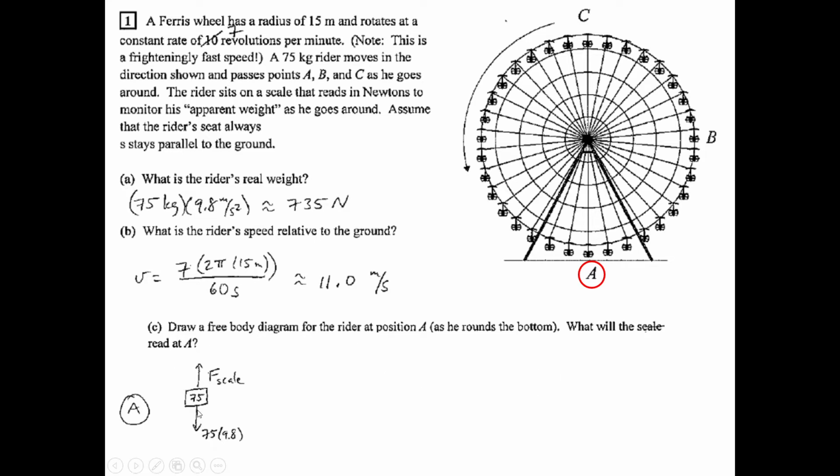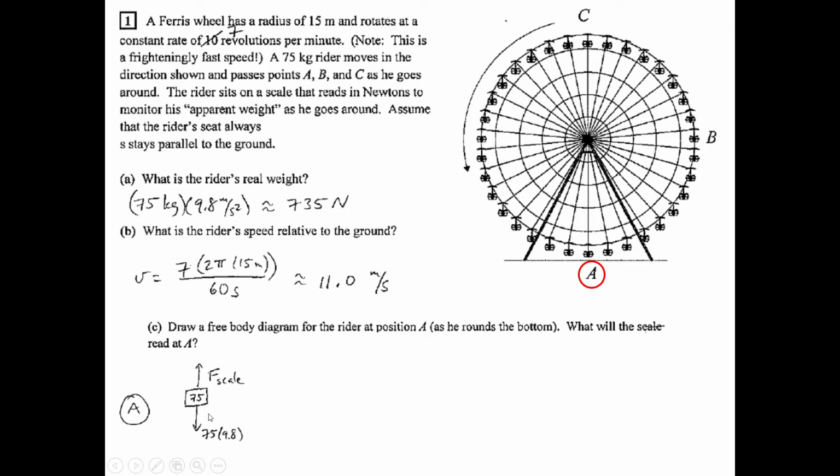Well, here I'm imagining the rider is 75 kilograms, as told at the top. The scale, of course, is pushing up on the person. Just like when I'm sitting in a chair, I'm pushing down on the chair, and I can feel the chair pushing back up on me. So the chair is the scale here. And of course, it doesn't matter how you're moving, the gravitational force from the Earth always pulls down on you with magnitude mg at the surface of the Earth.